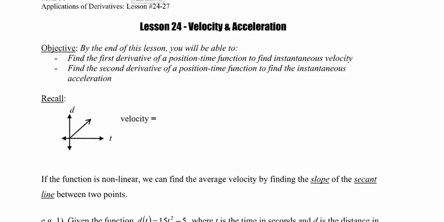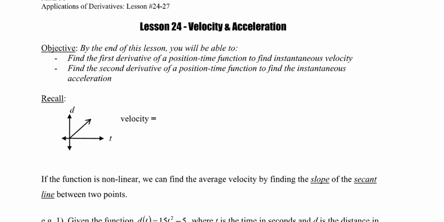Lesson 24, Velocity and Acceleration. By the end of this lesson, you're going to be able to find the first derivative of a position time function to find instantaneous velocity. And then you'll be able to find the second derivative of a position time function to find instantaneous acceleration. So you'll probably see where we're going with this. We're going to be applying derivatives to physics, really.